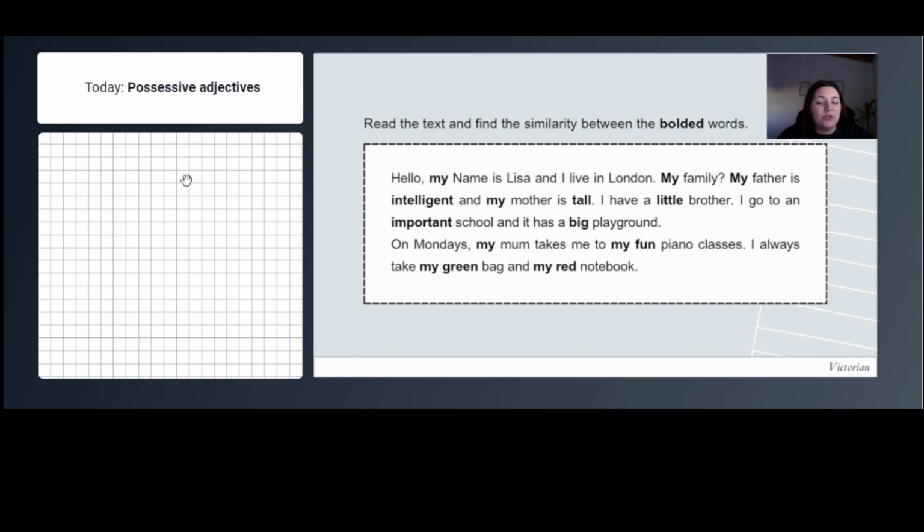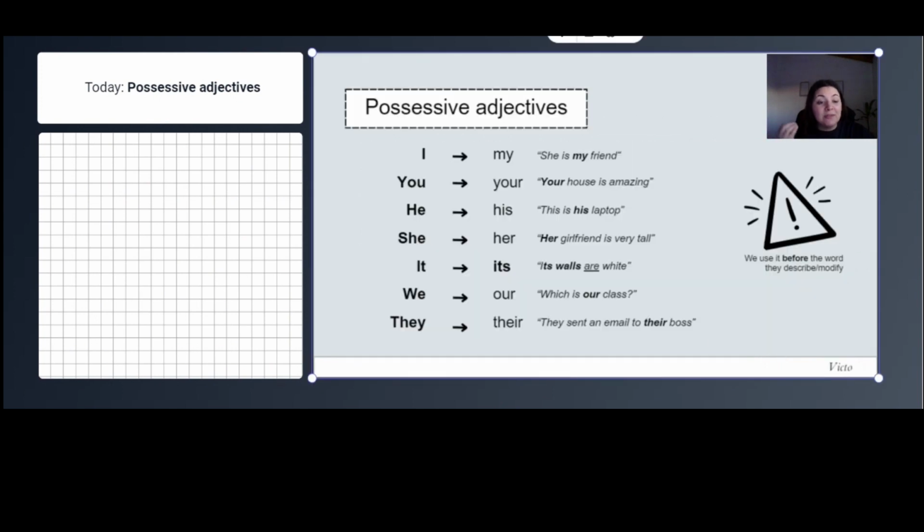Remember that in English we have seven subjects. We have I, he, she, it, you, we, and they. Sometimes eight, but usually we call them seven. So, every subject will have one possessive adjective. What is a possessive adjective? Well, my is a possessive adjective because it's expressing belonging, expressing that something belongs to me.